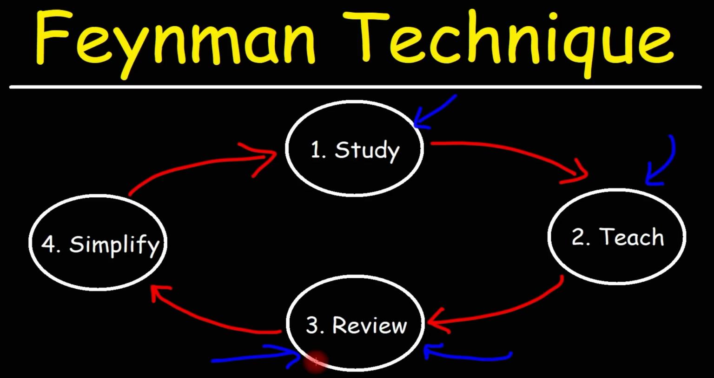Now, as you try to explain what you've learned to someone else in step two, when they ask you questions and you feel like you can't answer it, that's how you can identify gaps in your understanding. And that's when you go to step three to review the material again to fill in those gaps that you've missed. Now, the fourth step is to simplify your explanation.